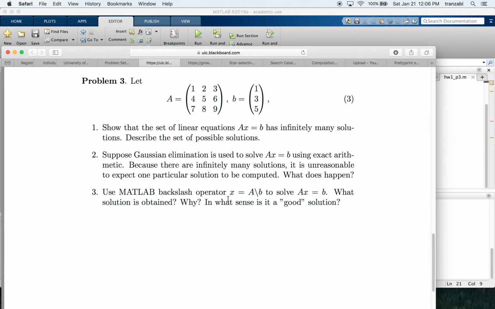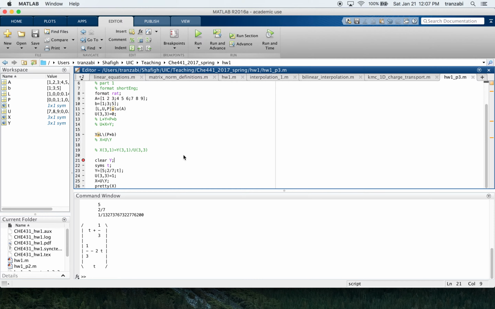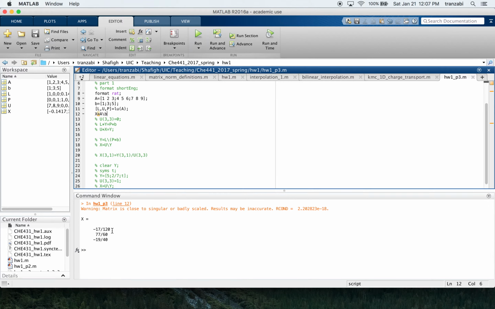Now in part 3, I ask you guys to use the backslash operator to find x. Now if you do that in MATLAB, let's see what we get. So what I'm going to do is comment these out because these are symbolic solutions, and then go back to here. So even comment this out and comment this out. Okay, so let's add x equals A backslash b. Okay, see what happens. So we get something, right?